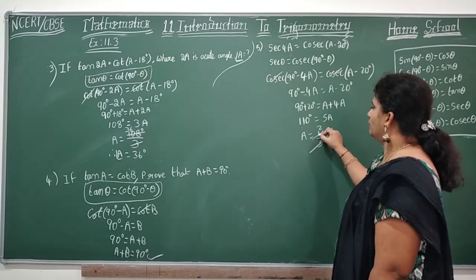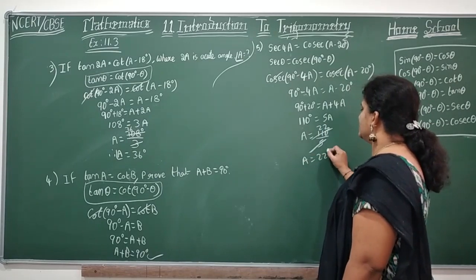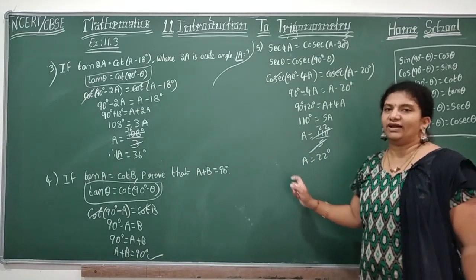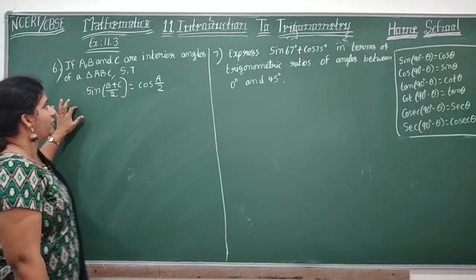That will be 5 to 10, 5 to 10. Therefore, what's your angle A here, children? A is equal to 22 degrees. Okay. See here, sixth problem.